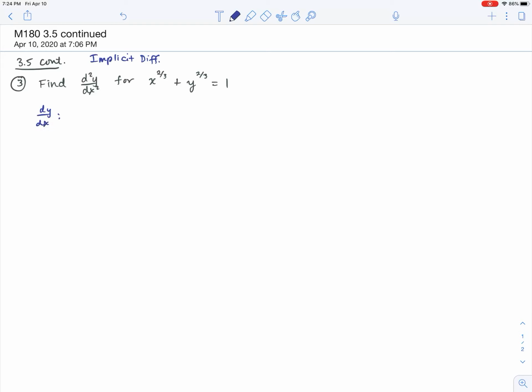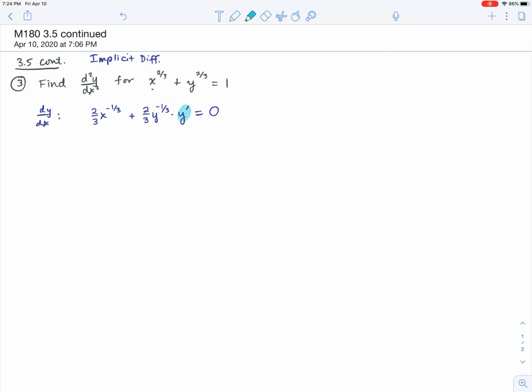We're going to do this term by term. So we're taking the derivative with respect to x of x to the 2/3. That's going to be 2/3 x to the 2/3 minus 1, which means negative 1/3, plus 2/3 y to the negative 1/3. And because y is a function of x, we need to multiply by y prime. And then the derivative of 1 is 0.